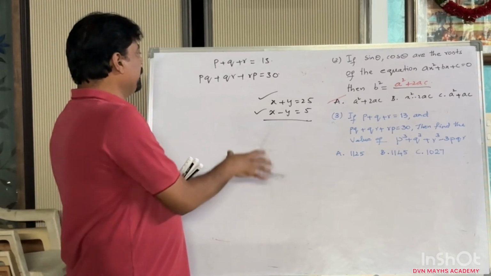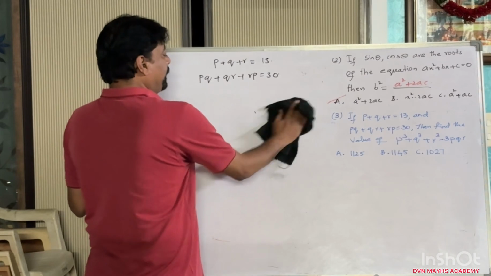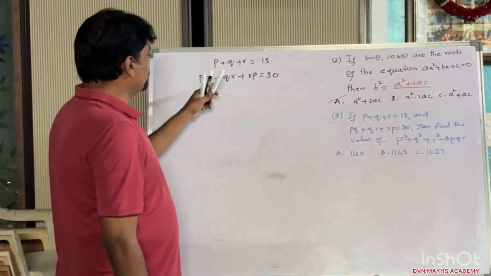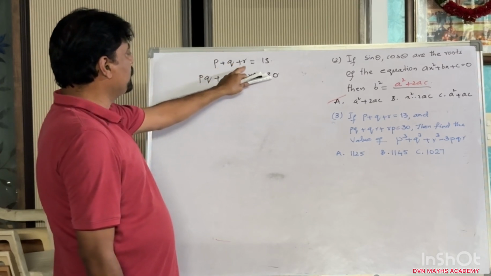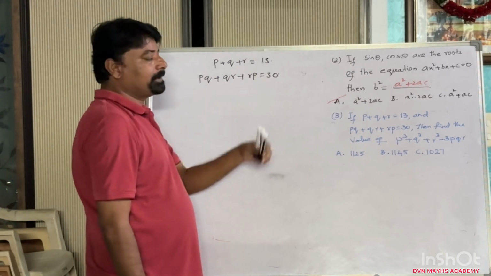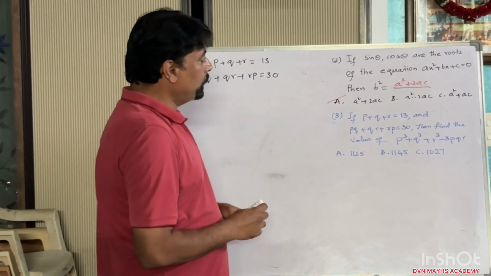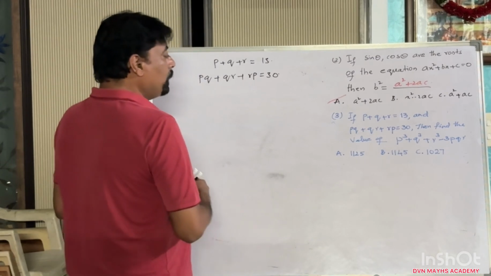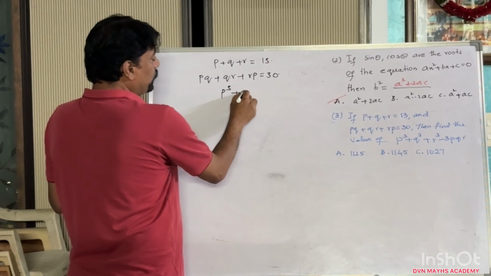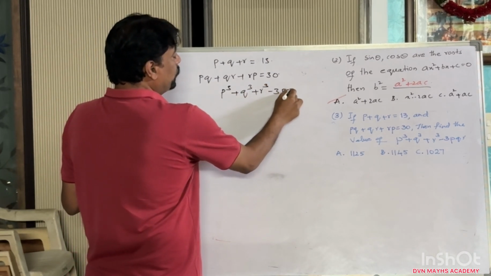But if you see the given question, there are three variables p, q, r, and only two equations are given. The first equation is p plus q plus r is equal to 13 and the second one is pq plus qr plus rp is equal to 30. Then you want to find the value of p cube plus q cube plus r cube minus 3pqr.